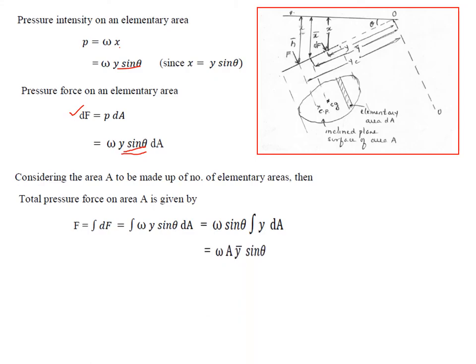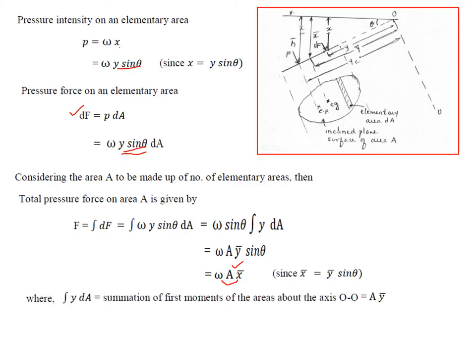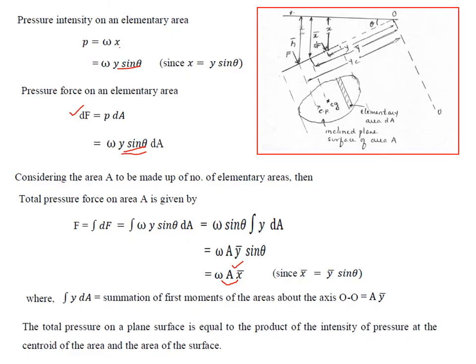But now you convert y bar sine theta to x bar, by writing omega a x bar. So again, whether it is a horizontal surface, vertical surface or inclined surface, the total pressure force is always omega x bar, which is the pressure intensity at the CG, multiplied by the total area. Here I have written y bar sine theta is nothing but x bar, so the formula remains the same. Therefore the pressure force on the plane surface is again equal to the product of the intensity of pressure at the CG multiplied by the area.